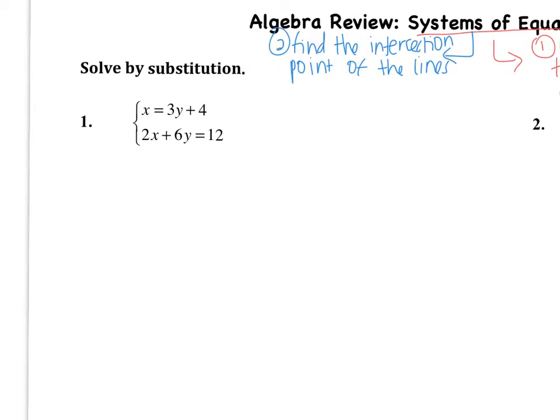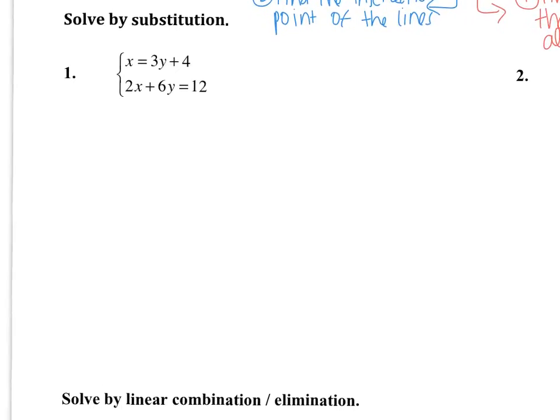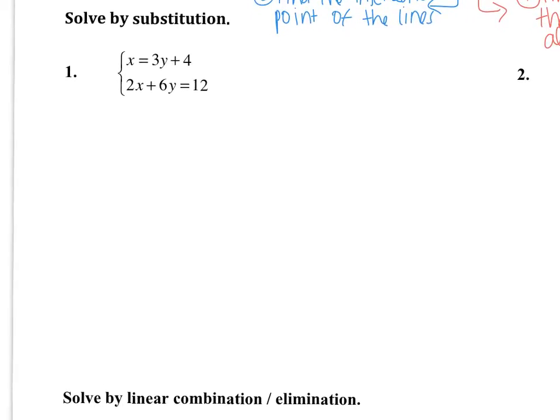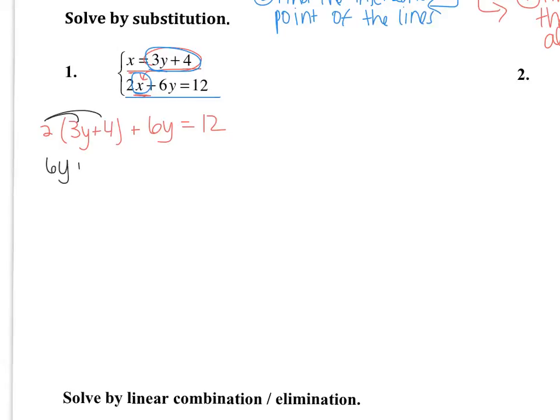With substitution, you always want to solve for one of the variables, so you want to get either x equals or y equals. In this case, we already have x equals. So in our second equation, anywhere that there's an x, we're instead going to write 3y plus 4. So we're going to have 2 times 3y plus 4, plus 6y equals 12. Again, in this second equation, instead of writing x, I wrote 3y plus 4. Now I'm going to distribute this 2. So I have 6y plus 8 plus 6y equals 12.